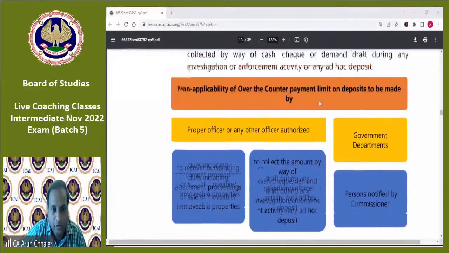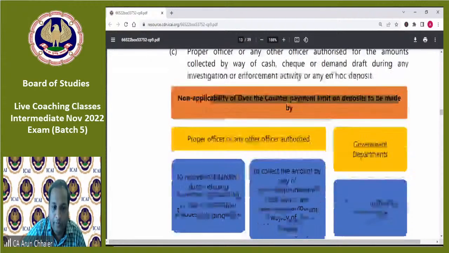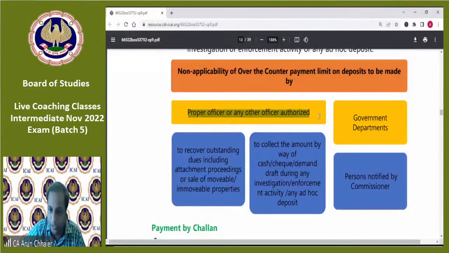Okay. So non-applicability of the over-the-counter payment limit applies to deposits made by the proper officer or any other officer authorized by the government department to recover outstanding dues, including attachment and proceeding on sale of movable or immovable property. So these are the things where the limit of 10,000 would not be applicable.